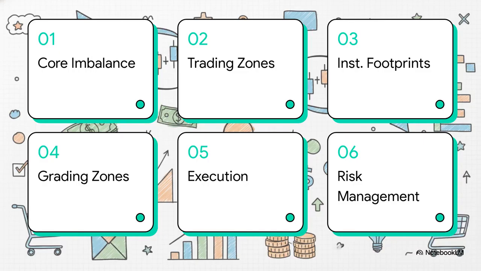Over the next few minutes, we're going to run through this syllabus. We'll hit the core market imbalance, defining trading zones, spotting institutional footprints, grading your trade zones, executing the strategy, and finally, the golden rule, risk. We're building this step by step so you can look at your charts with total objectivity.